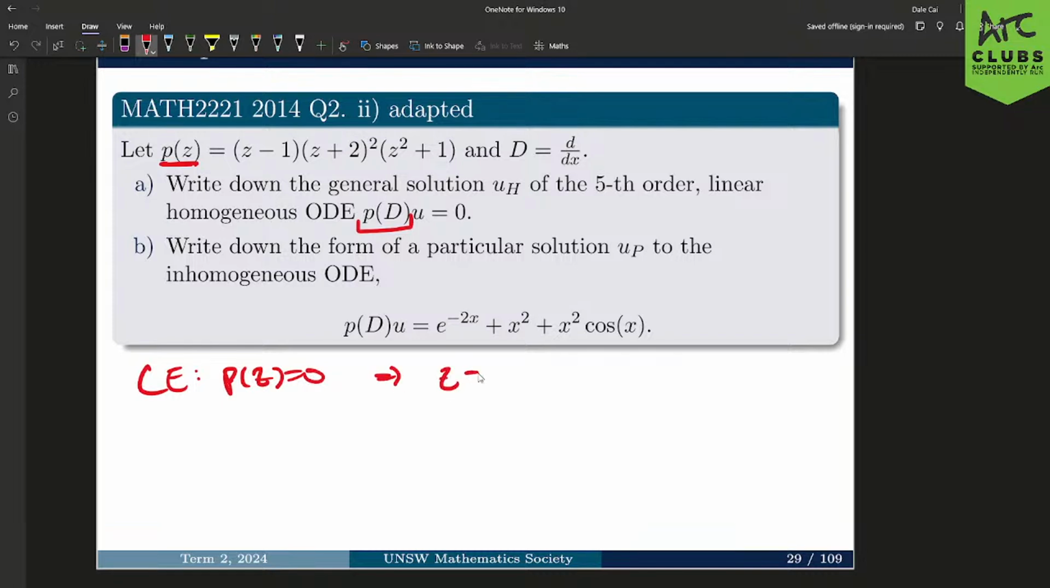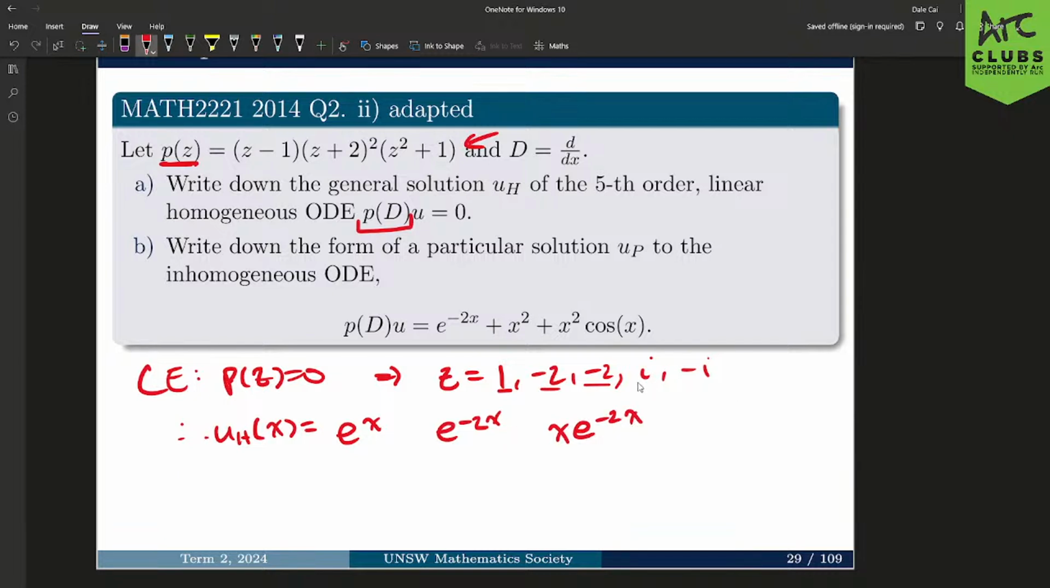That means the roots are going to be z equals 1, -2, -2, i, and minus i. So I'm just looking at the roots of this. And that means our general solution is going to need a bunch of constants. For the 1, I get e to the x. For -2, I get e to the minus 2x. For a -2 again, e to the minus 2x is already taken, so I just put an x in front. And when I have i and minus i, that turns into cos and sine.